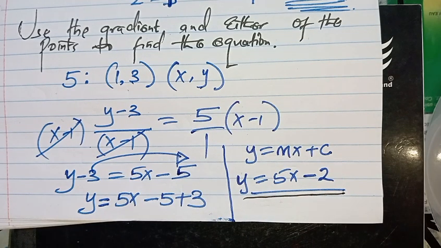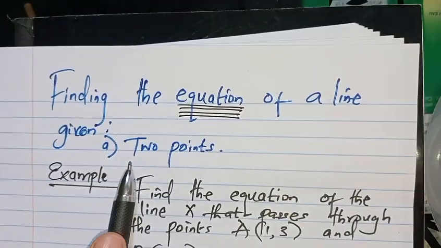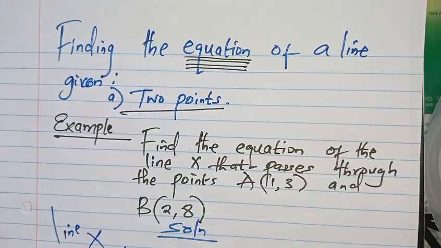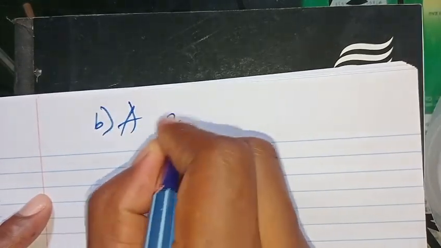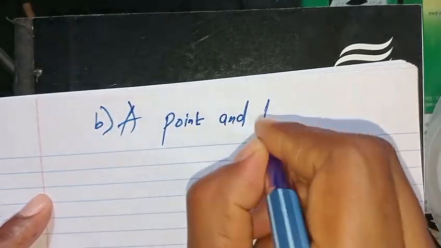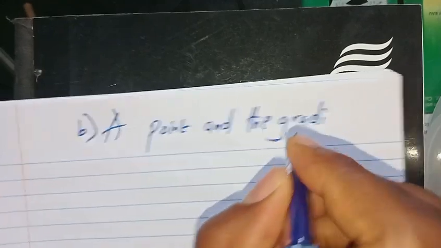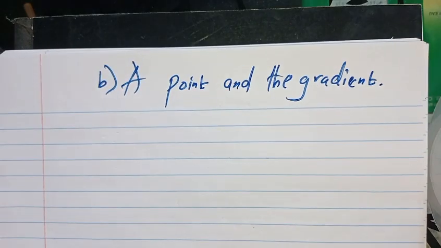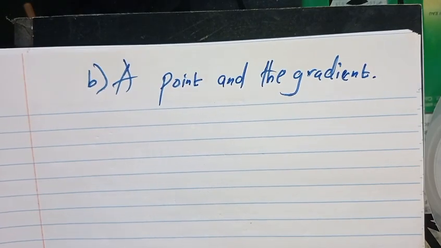The very last example. Now for B, because for A, we said when you have two points, that is how you look for the gradient and the equation of that line. What about when you have just one point and the gradient? Example 2 and the last one here. We can call it Roman, we can say B. When you're given a point and the gradient. Although from the first example, this seems like a very short process because we've already covered the whole of it. This question goes like this.